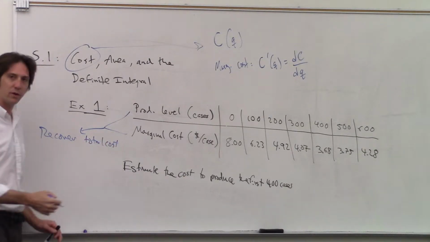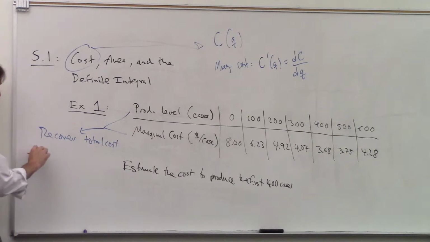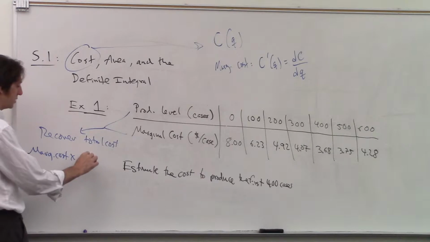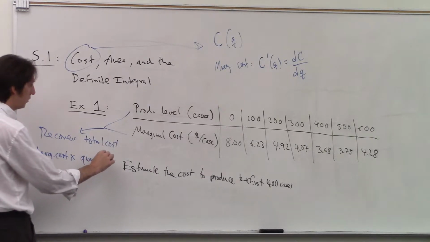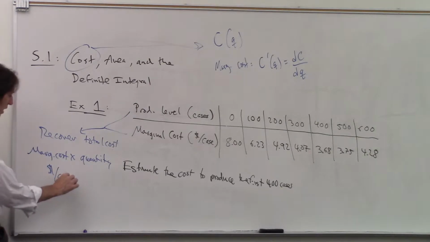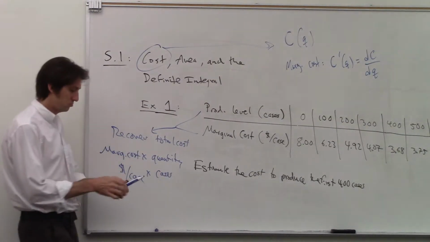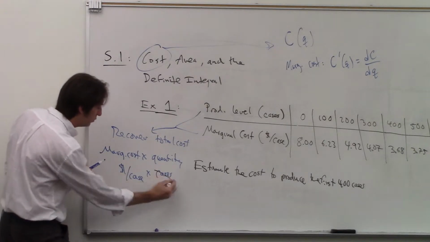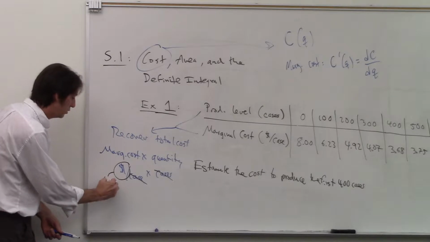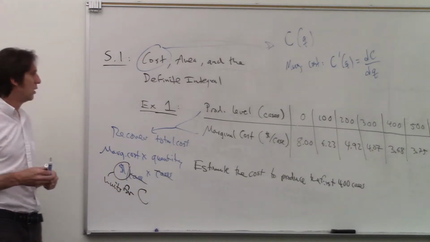And the way to do it, if you think about the units, is just to multiply, right? I do the marginal cost times the quantity produced, or the production level. In terms of units, this would be dollars per case, and then I'd be multiplying by number of cases. And so the cases units would cancel, and I would just be left with dollars, which is what I want as my units for the total cost.